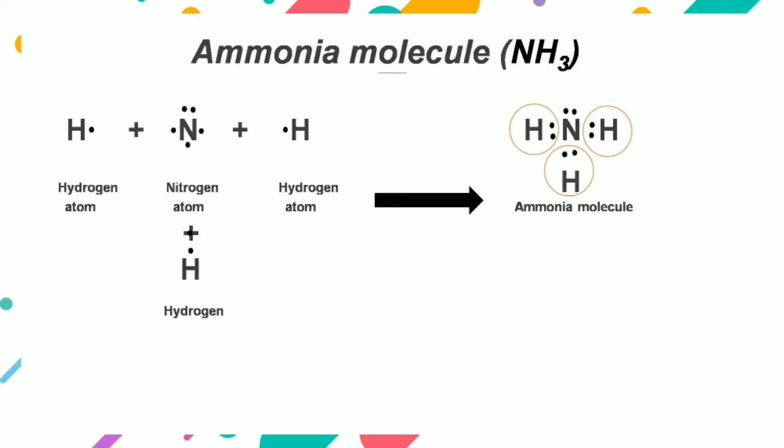The complete octet of nitrogen and the complete duplet of 3 hydrogen atoms can be shown by encircling the symbols of the atoms along with the electrons. And here in ammonia, 3 hydrogen atoms have shared 1 electron pair each with 1 nitrogen atom. So we can say that in ammonia, 3 single bonds are present.